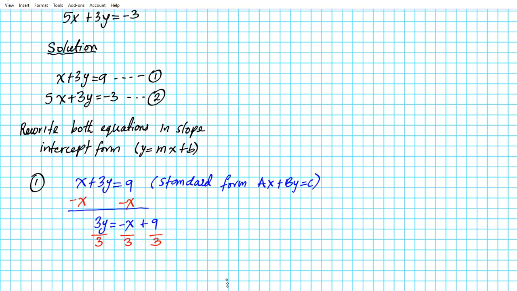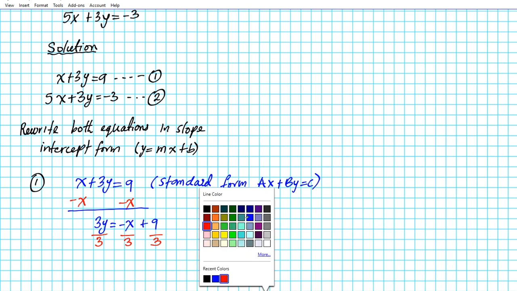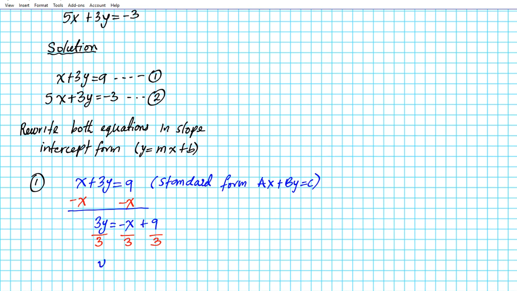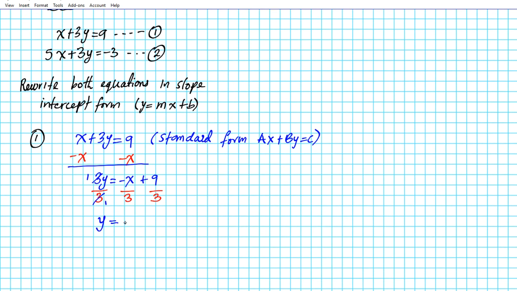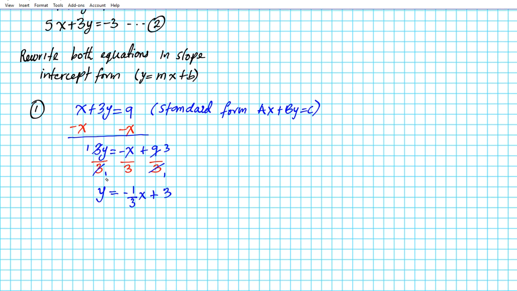Alrighty, so if we carry out this division, we're going to have y, because these 3's divide out, 3 goes here 1, 3 goes there 1. And then we're going to write this fraction. Negative x over 3 can also be written as negative 1/3 x, just to make the coefficient more obvious, plus 9 divided by 3. 3 goes here 1, 3 goes into 9 3 times, plus 3. Alright, so we have the first line in slope-intercept form.